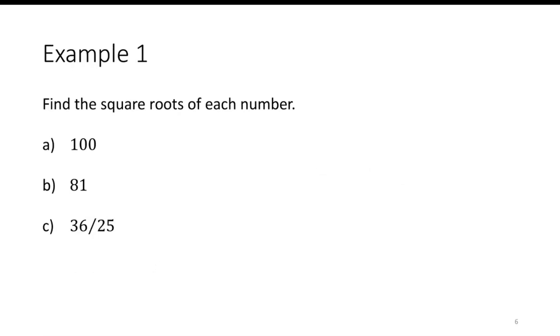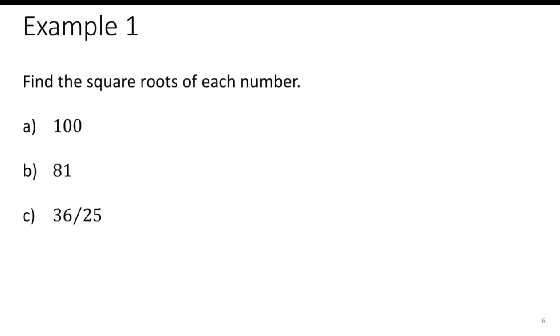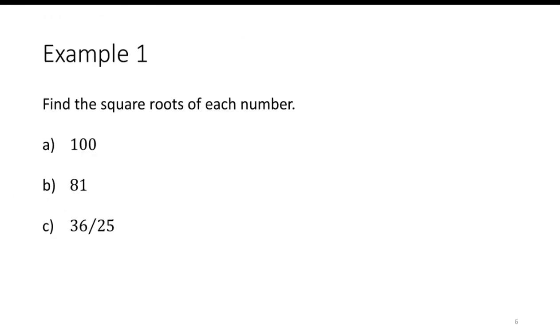So let's find the square roots of these numbers. And this is where knowing your squares comes in handy. So the square root of 100, what squared is equal to 100? Well, I know that 10 times 10 is 100. -10 times -10 is 100. If I want to find the square root of 81, well, 9 times 9 is 81, so 9 is a square root, and -9 is a square root.